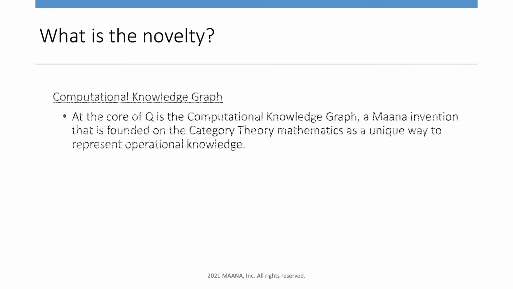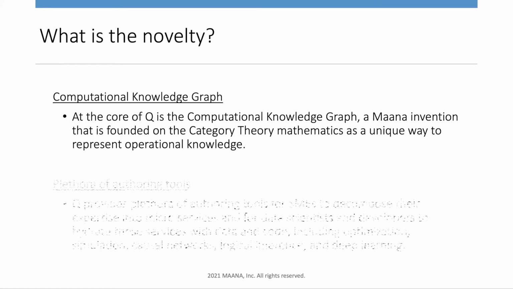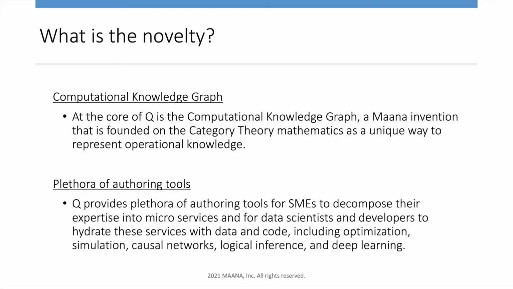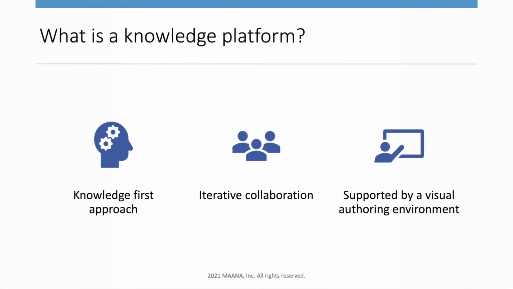Based on patents, the computational knowledge graph is a unique Maana invention that makes the aforementioned benefits possible. In addition, a lot of tools are provided with the platform. Those tools help with the construction of solutions. Together, they enable you to take the subject matter expertise, frame it in the form of problem questions, which are then solved by both data and algorithms coming together.